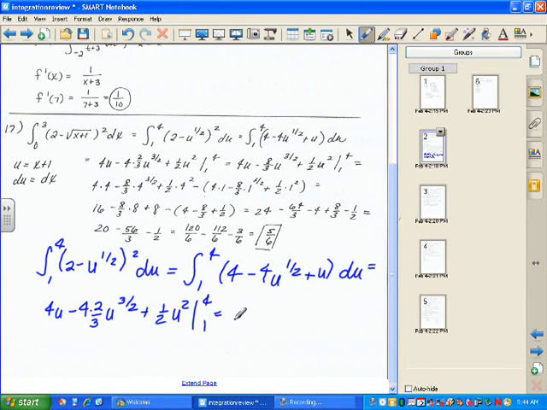Can I FOIL first and then put the u in? I don't see why not. Did it work? Yeah, I don't see why you couldn't.